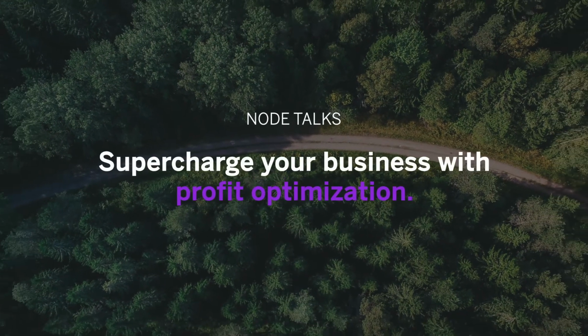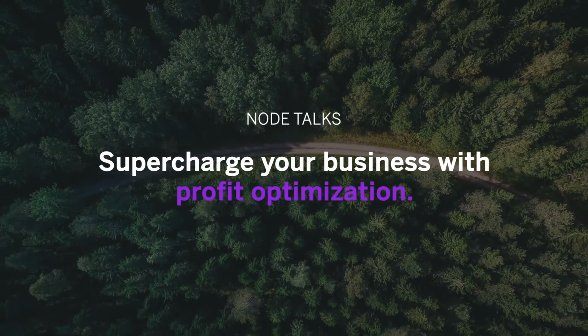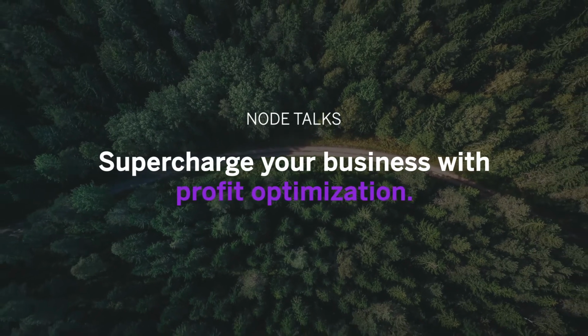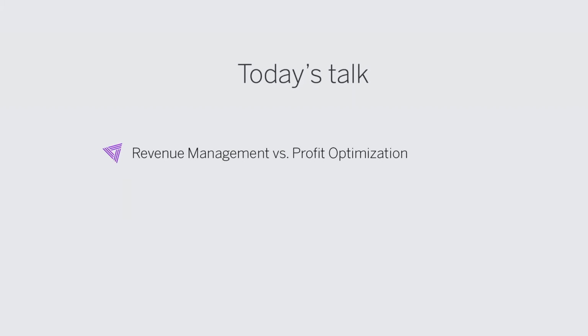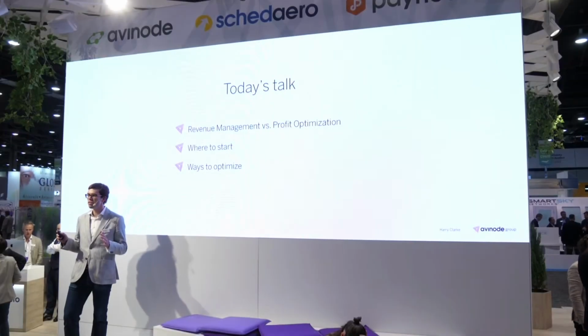And today I'm going to talk through the very interesting topic of how you can supercharge your business with profit optimization. So, what are we going to speak about? Well, we're going to start off with what is profit optimization versus revenue management, which is the more typical term usually used. We're going to talk about where to start doing this, and we're going to talk about ways to optimize as well. And throughout all of this, we're going to be talking about information from various different industries. We're not just going to restrict ourselves to private aviation itself.